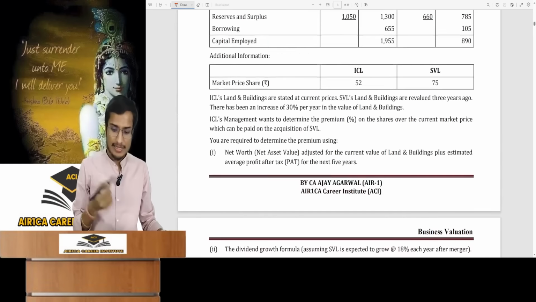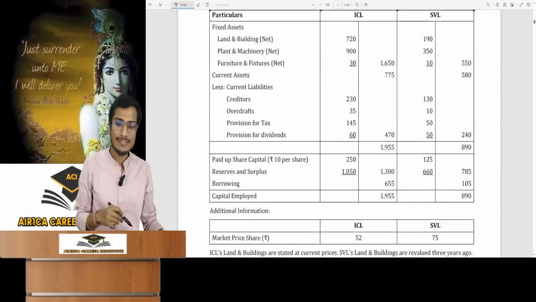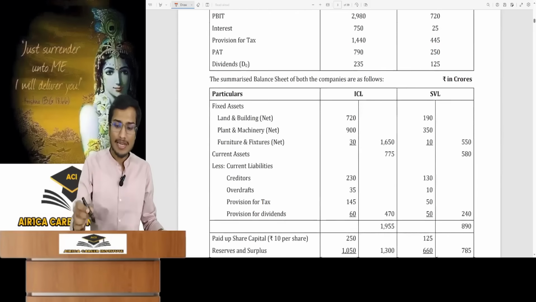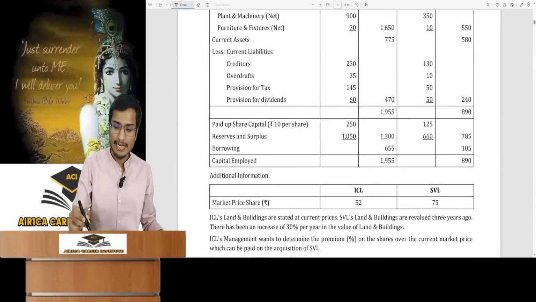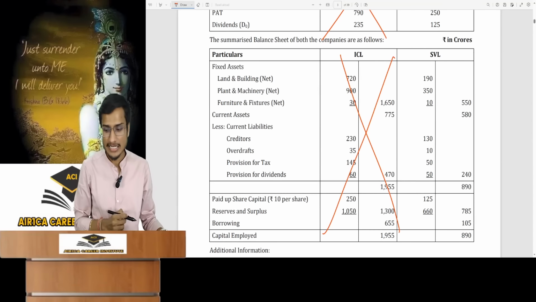Look, there is one question. In this question, you are asked to find value by net worth, meaning net asset value, and adjust for current land and building value. Calculate SBL company's average PAT for the next 5 years. The calculation is for SBL, and ICL's data serves only to waste time. It's of no use in the exam, it's just there to confuse you.